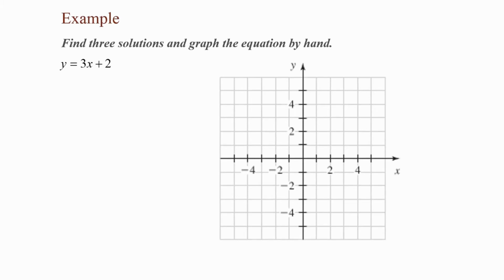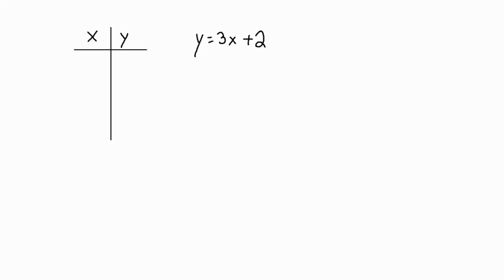The first thing we need to do is to find points that satisfy the equation of y equals 3x plus 2. We can do this by substituting in for x or substituting in for y. We can create an xy table to keep track of our ordered pairs. Since our equation is y equals, it's going to be easier to substitute in for x. We can choose any number we want for x. I'm going to use 1, 0, and -1.